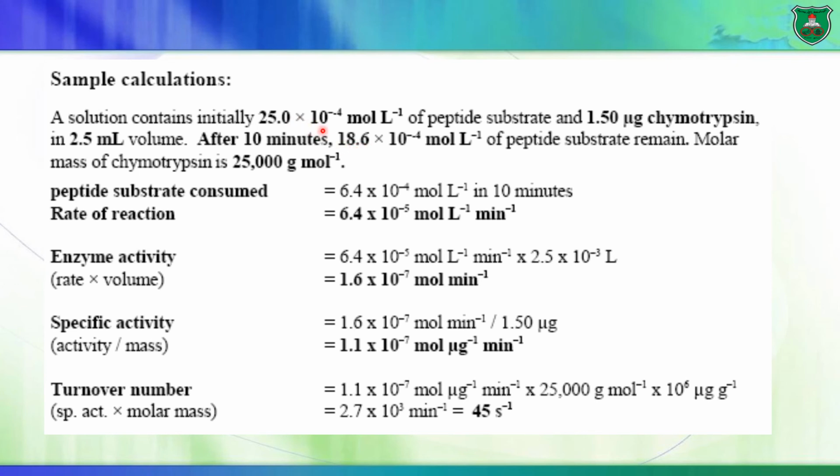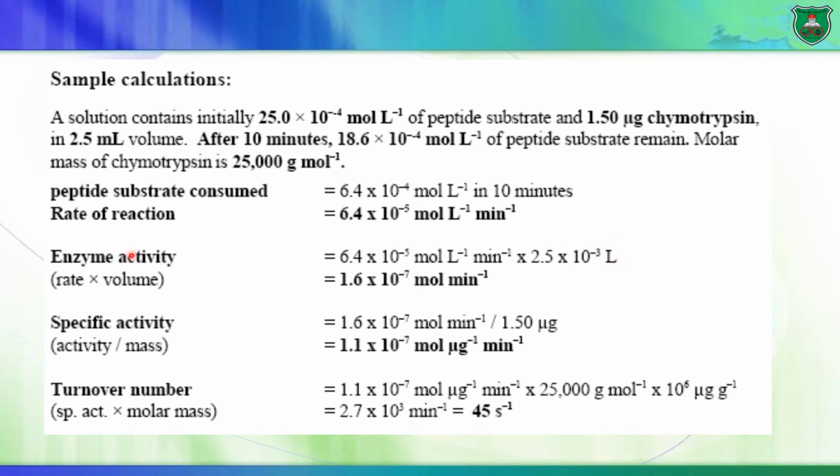So the amount of substrate converted is 6.4 times 10 to the minus 4th in 10 minutes. Okay, so this is the rate of the reaction. Now, enzyme activity is rate times volume. Well, we know what the volume is, which is 2.5 times 10 to the minus 3. Now, please pay attention to the units. This is milliliter, and it needs to be done in liters.